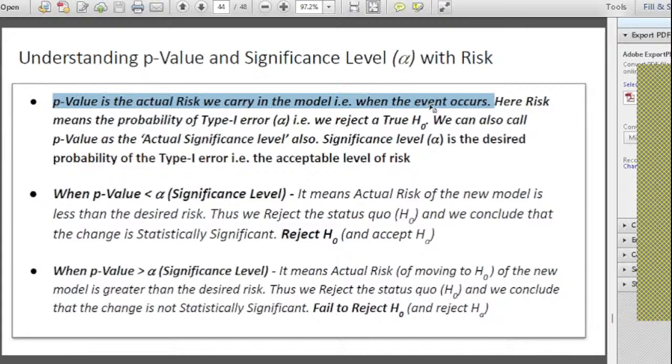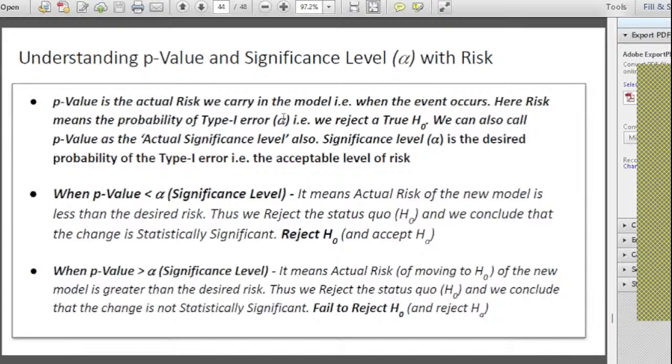Okay. Here risk means the probability of type 1 error, that is alpha. That is when we reject a true null hypothesis, right? We can also call p value an actual significance level. You can also call it the actual significance level. See, one is alpha, which is the desired significance level, right?